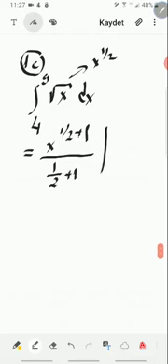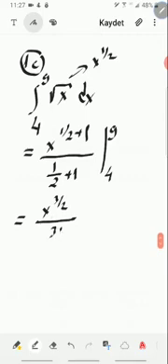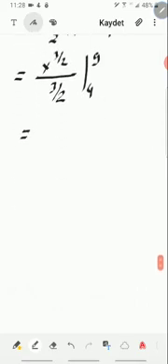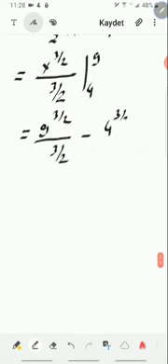Okay, we are going to have the lower and upper limit as 4 and 9. Let's simplify our function. We get x to the power 3 over 2 over 3 over 2 from 4 to 9. Okay, let's substitute for 9 and 4 in order. We got 9 to the power 3 over 2 over 3 over 2 minus 4 to the power 3 over 2 over 3 over 2.